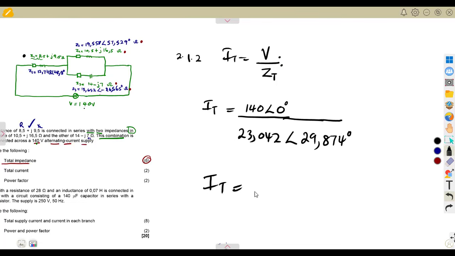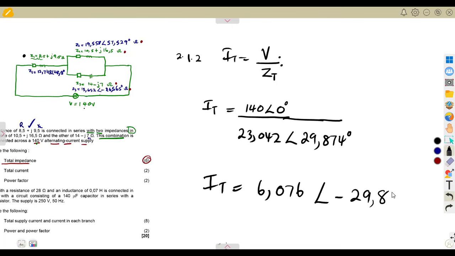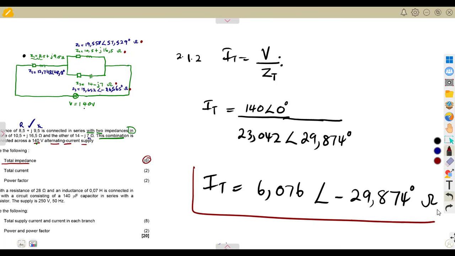And this value in polar form, if you divide, remember, in polar form you divide the numbers separately, that will be 6,076. Then the angles you subtract. So that's 0 minus this value, that will be minus 29,874 degrees. All right, so that is our total current for the whole circuit that you're given.